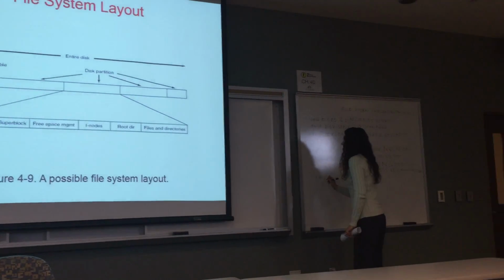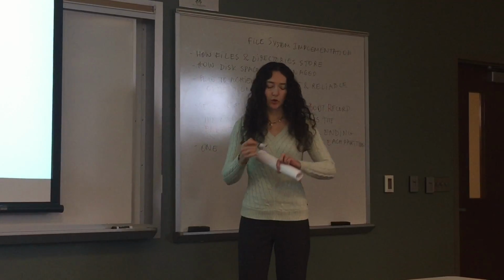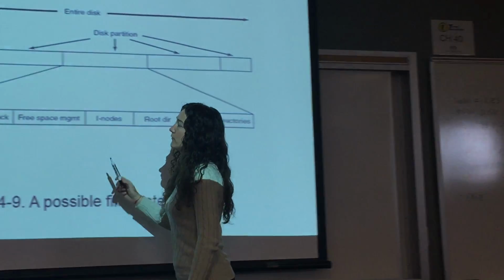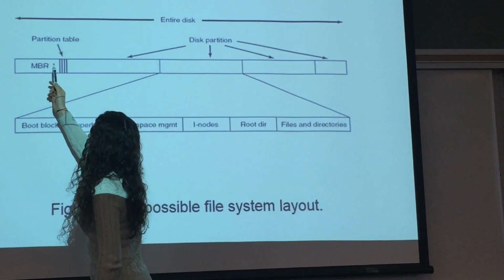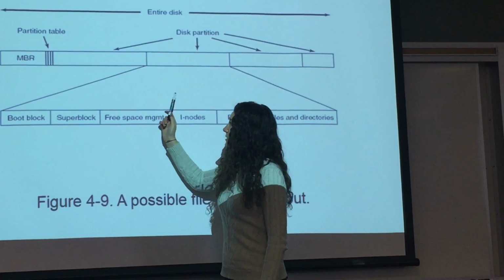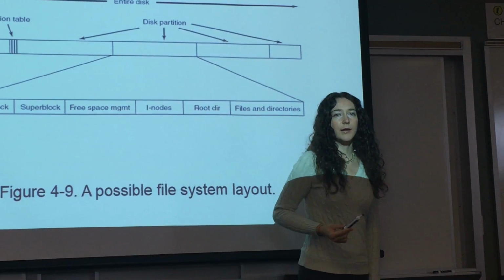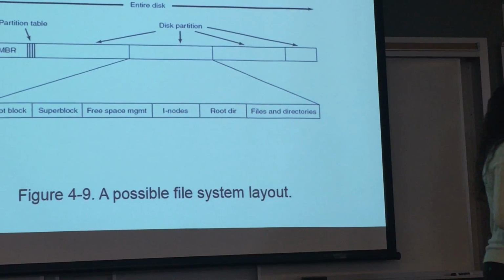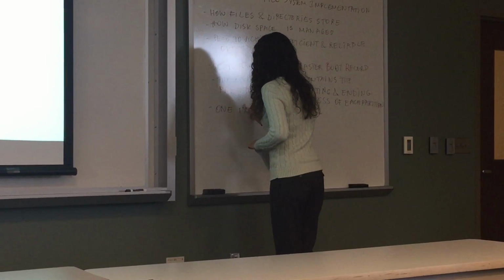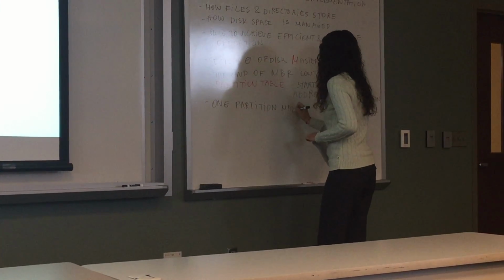One of these partitions is marked as the active partition. So when we reboot the machine, the first thing that we run is the master boot record, which will activate the active partition. In the active partition is loaded the operating system. So that's how we start the operating system. So one partition is marked as active.